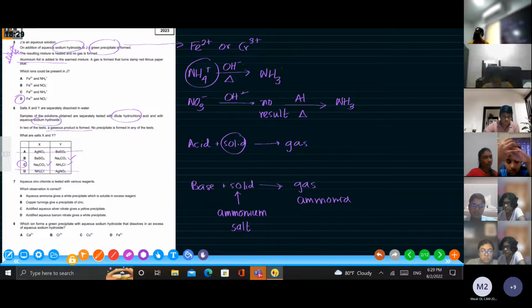No. Metals like aluminium and zinc, they are amphoteric. They react with both acids and bases, and give hydrogen, right? That's what you call amphoteric metals. Amphoteric metals react with acid to give hydrogen, and react with base to give hydrogen also.